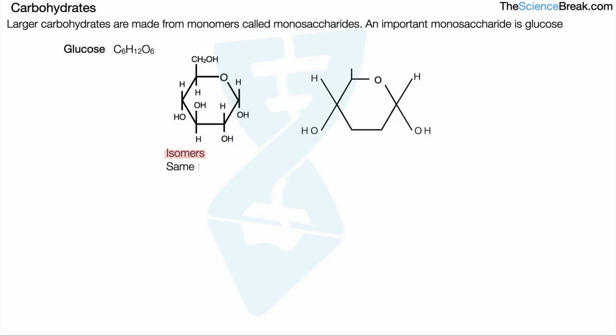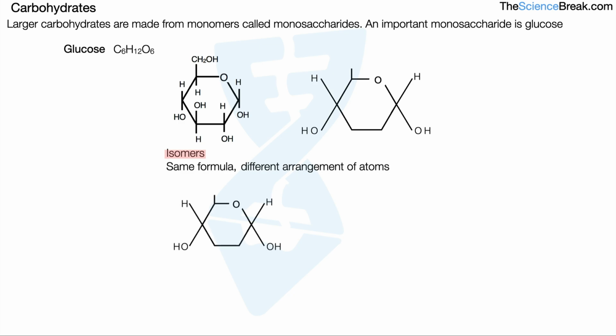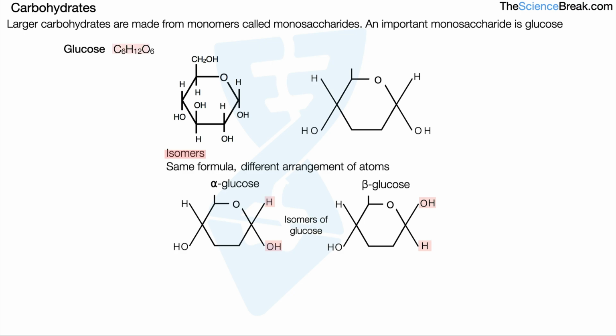Isomers. These are molecules that have the same formula, but they have a different arrangement of atoms. So if we look at our glucose molecule again, we can see that there's an isomer of the glucose molecule that looks like this. We can see that the OH and H has been flipped on the second isomer of the glucose molecule. The first one is called alpha glucose and the second one is called beta glucose. You should recognize the difference between alpha and beta glucose molecules. So these are isomers of glucose.